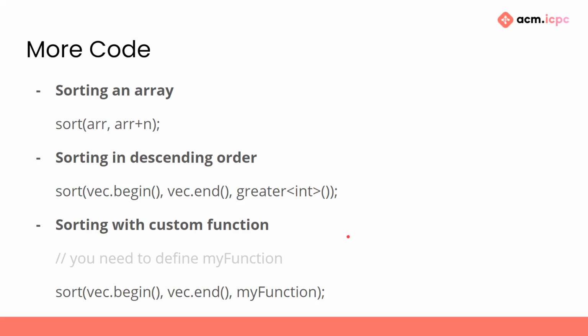And lastly, you can also sort with a custom function. If you have a vector of customized data structures, C++ wouldn't know how you want to order them, so you would have to tell C++ how to sort them. For today's problems, you won't be using this feature. But in the future, if you need it, you can look it up in the documentation, and it's pretty straightforward.